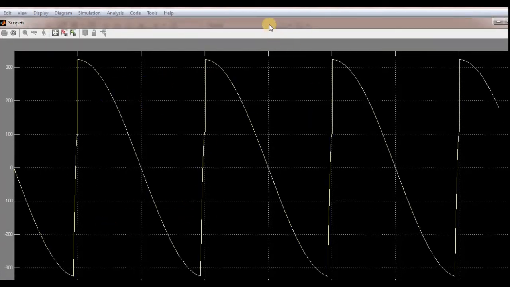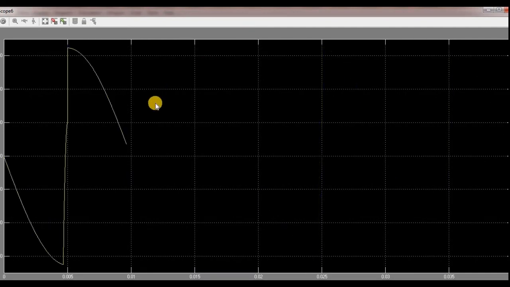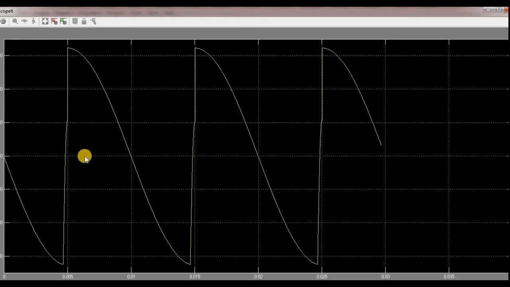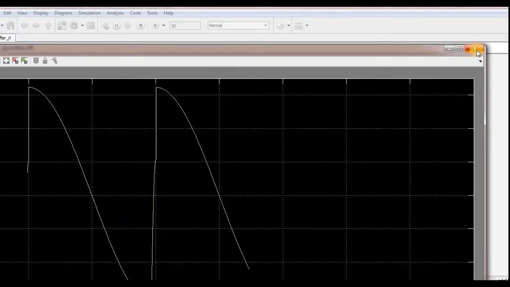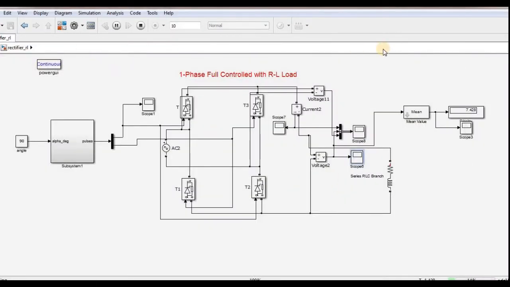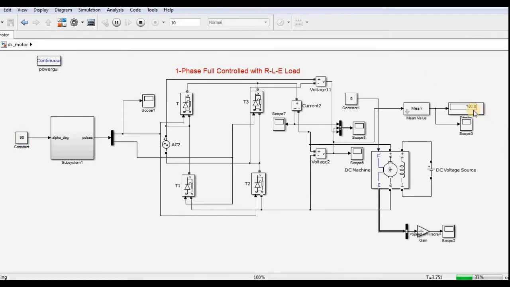Don't think that this is AC, because this is only voltage, not current. So the average of positive and negative will be 0, because both will be of the same magnitude. So whenever my angle is 90, my output will be 0, but here it is not. Here it is 180 or something because of RLE.